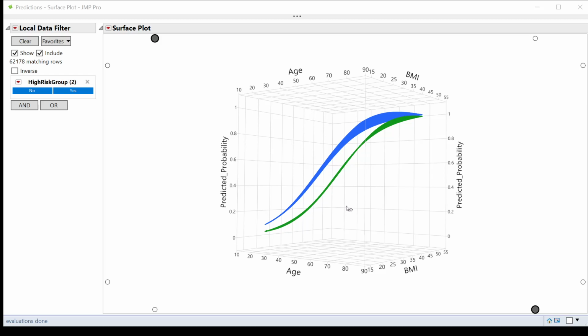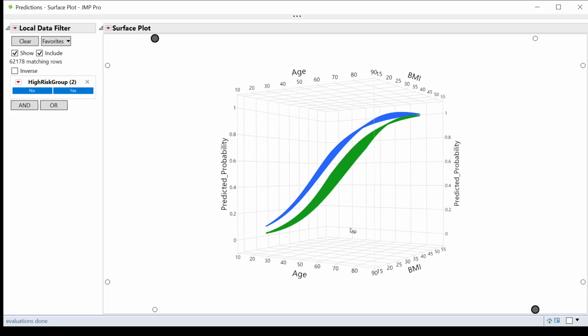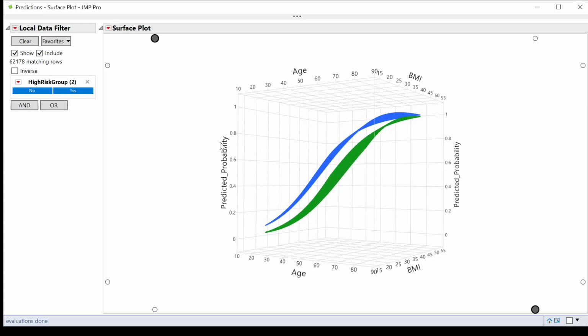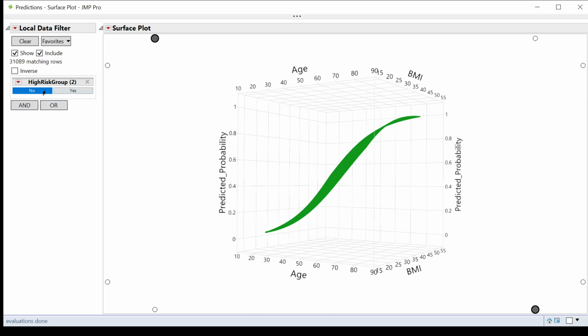As we spin this around a little bit, you can see that this is indeed a surface. The up and down here is the predicted probabilities. If we just look at the no group, which is the green surface here, these are people that are not in the high-risk group. You can see what that surface looks like.